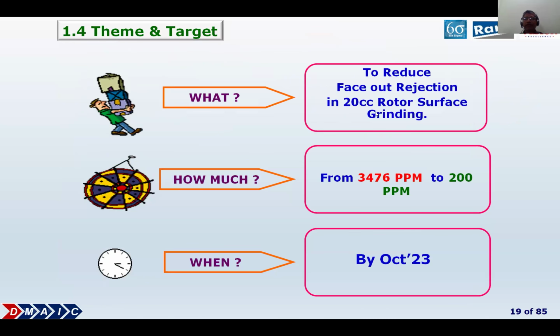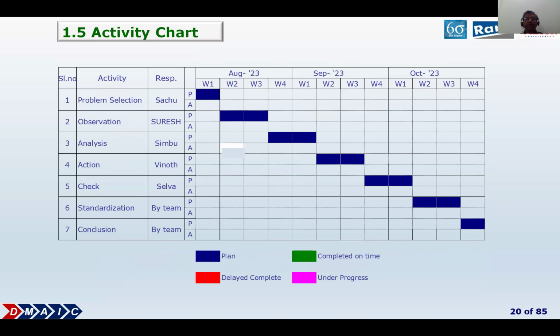So with that, we decided to reduce the phase out in the rotor surface grinding, with an initial target of 200 ppm. We planned to achieve the target by October 2023. So this is our activity chart.